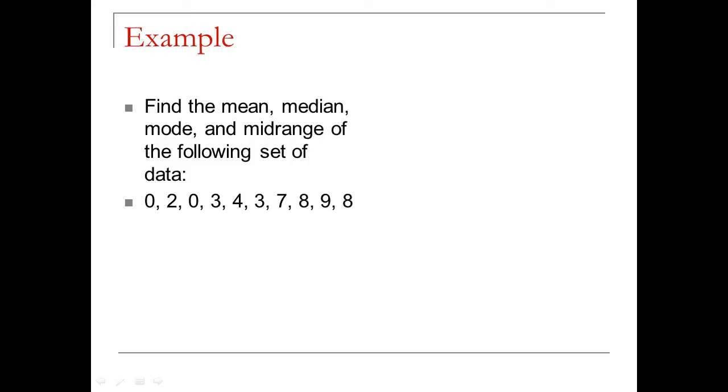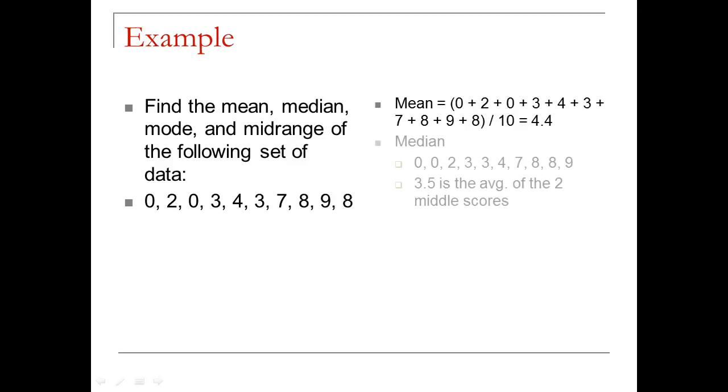Let's take a look at the results. Start with the mean. You want to add all the scores up, the 10 scores. You end up with 44. And dividing by 10 gives you 4.4 as your mean. The median score, when you put them in numerical order, you do have an even number of scores, and you want to average the 5th and 6th score in this case. That's 3 and 4, so 3.5 becomes your average of the 2 middle scores, and that becomes your median value.